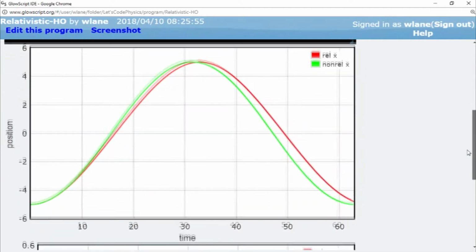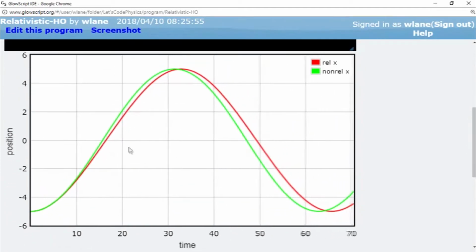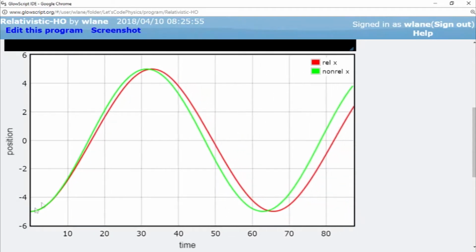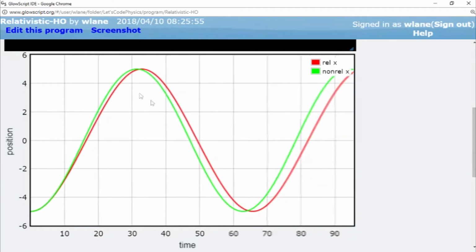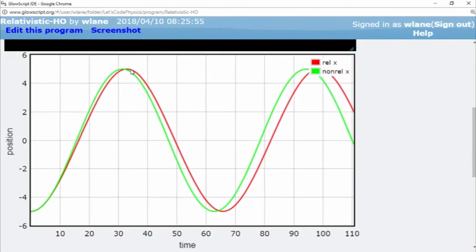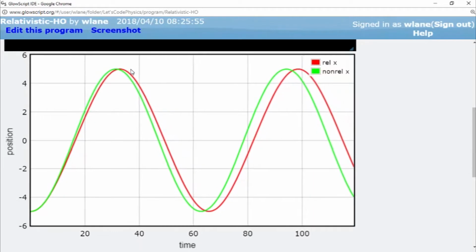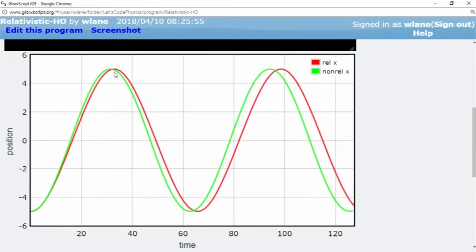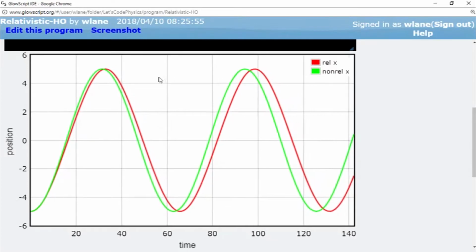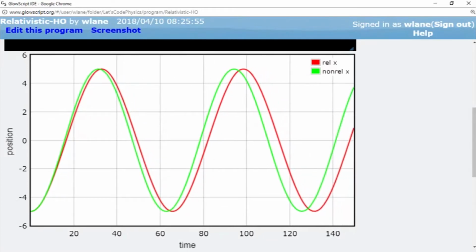So here we've got the position versus time graph. Again, red is relativistic, green is non-relativistic. And you see they go between the same amplitude, from -5 to 5. So we've still got conservation of energy going on. The difference is, though, in their period. The red one has a little bit longer period than the green one, so it's lagging behind it.